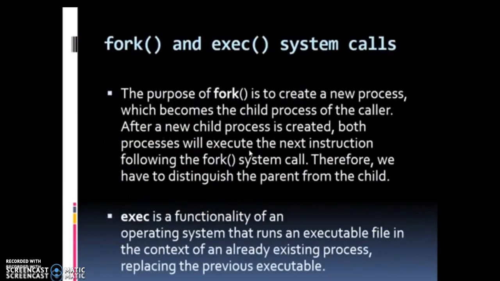First comes the fork and exec system calls. Let us know what is meant by fork. The purpose of fork is to create a new process, which becomes the child process of the caller. After the new child process is created, both processes will execute the next instruction following the fork system call. Therefore, we have to distinguish the parent from the child. Exec is the functionality of an operating system to load an executable file in the context of an already existing process, replacing the previous executable. So these are the functions of the fork and exec system calls.